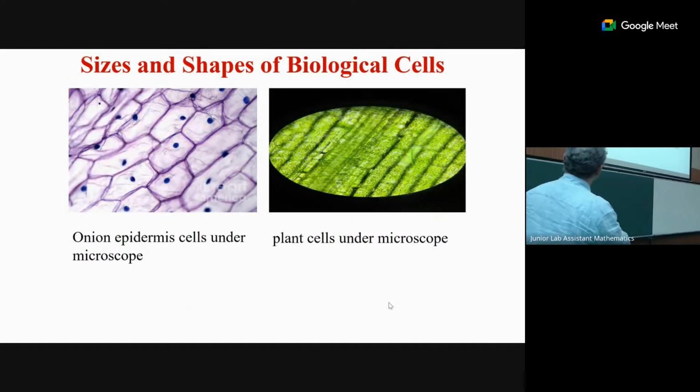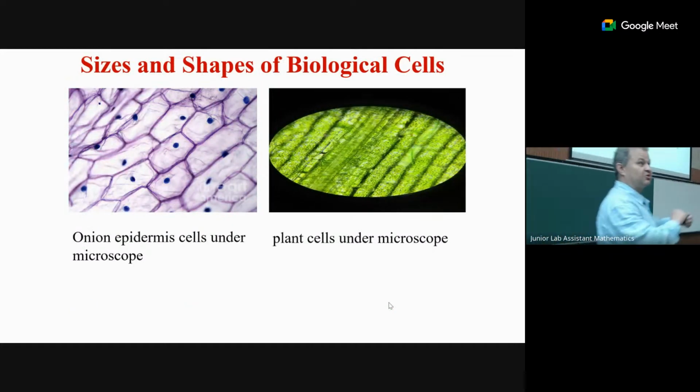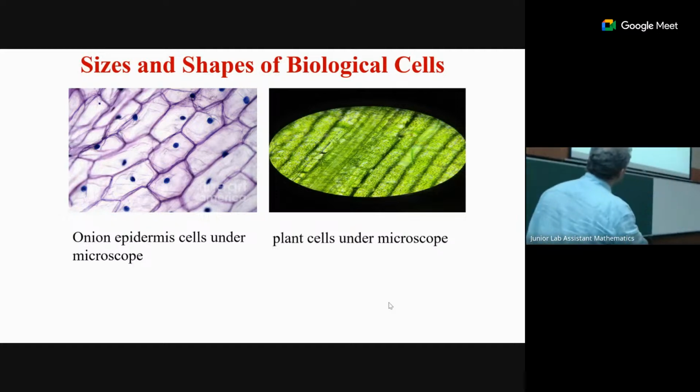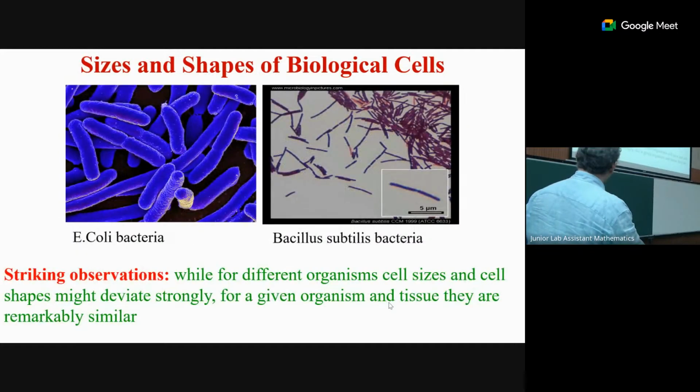This is onion cells. When you cook onion, if you break the cell, there is a compound which is produced and makes you cry. This is inside of the cell. This is the plant cells under the microscope. There are also bacteria, beautiful pictures of bacteria. This is E. coli bacteria. This is Bacillus subtilis bacteria.